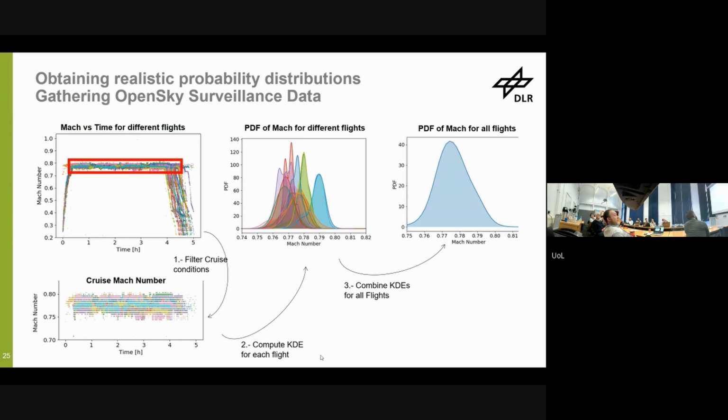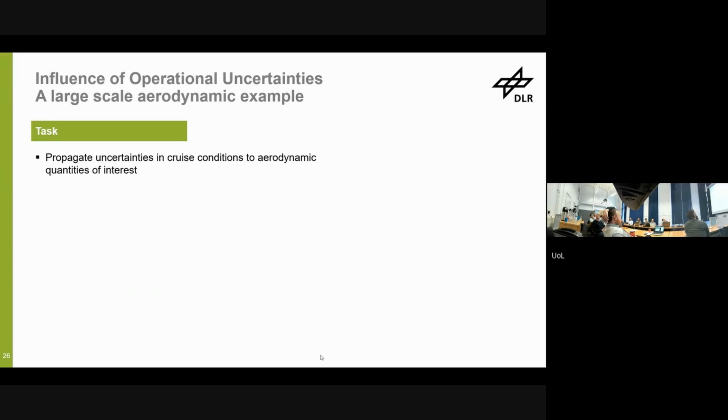So then we combine these into a PDF for the Mach number. That's not the actual one. You will see it on the next slide. So we use this as a starting point, and then set as the task to propagate this uncertainty in cruise conditions to aerodynamic quantities of interest using a CFD solver.